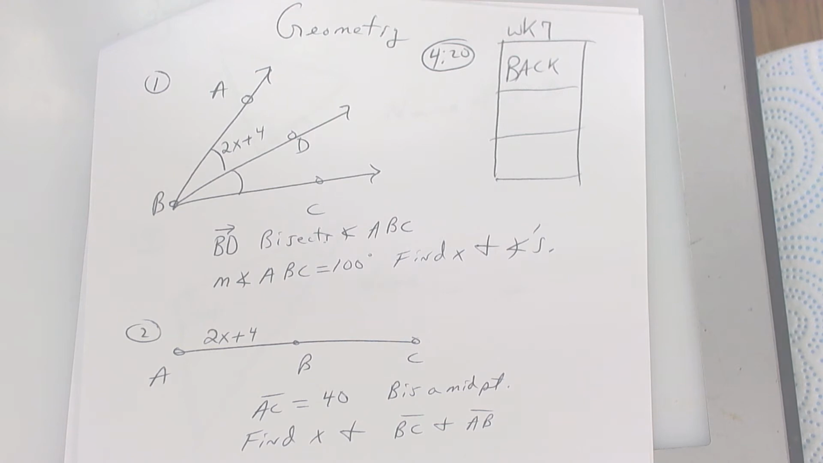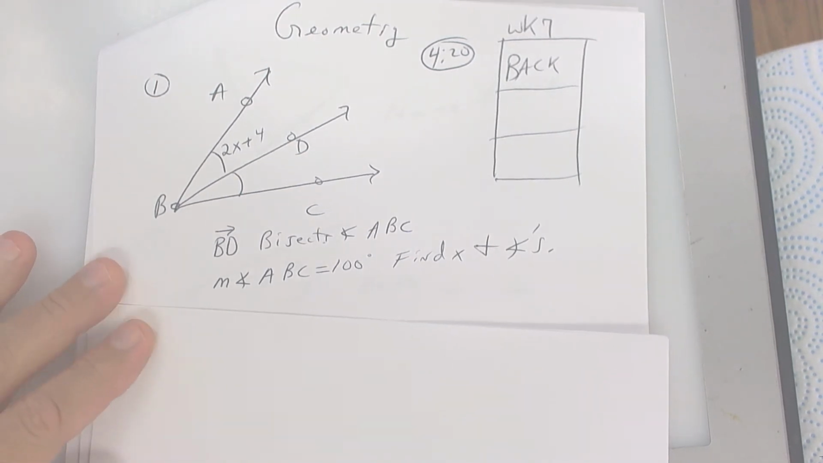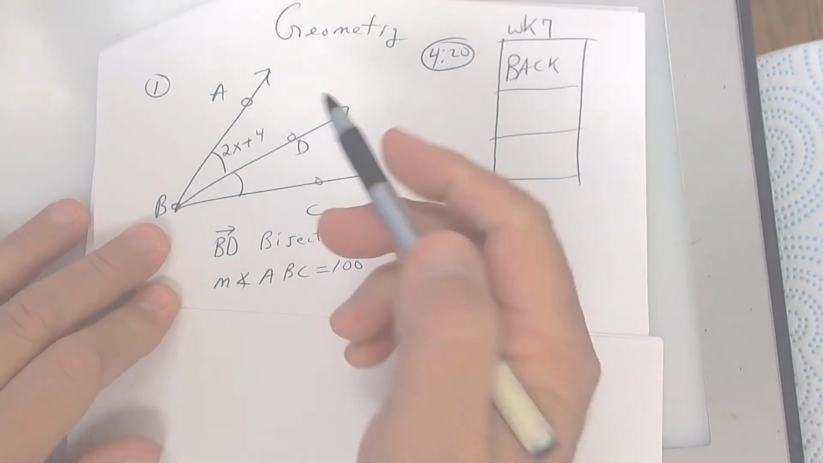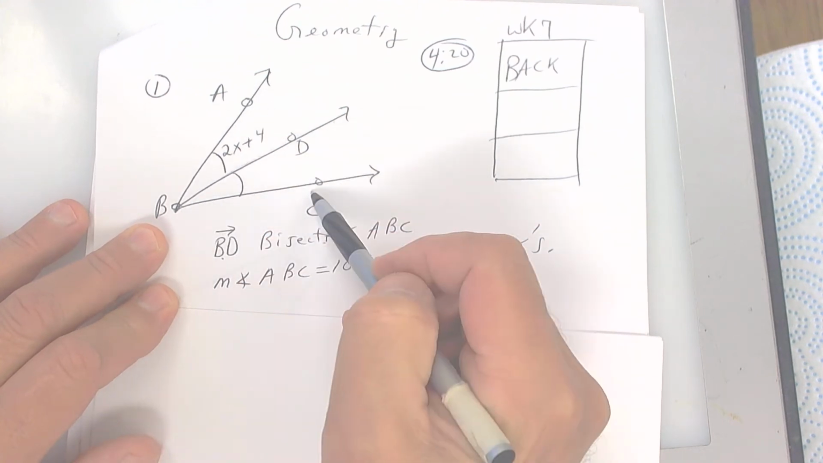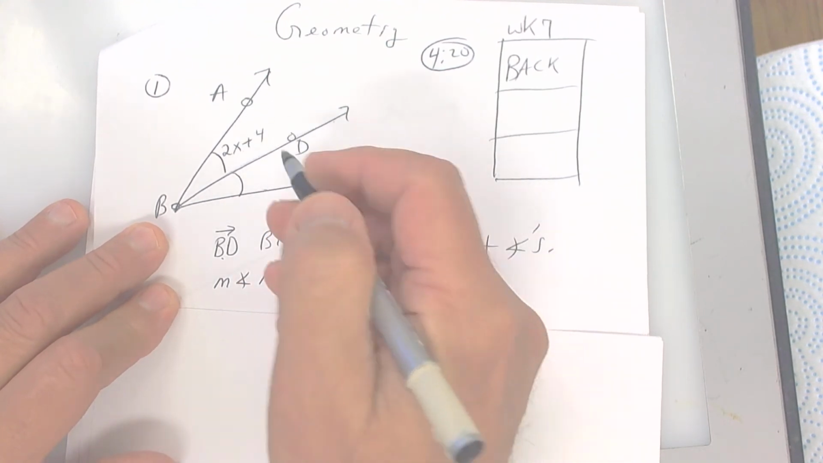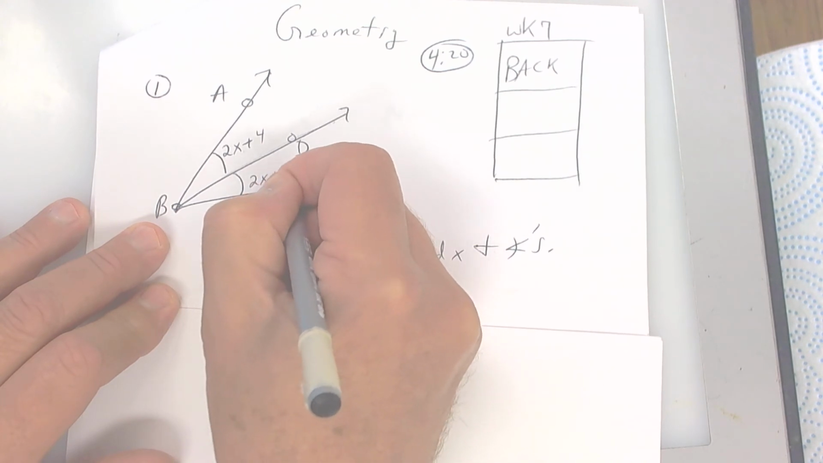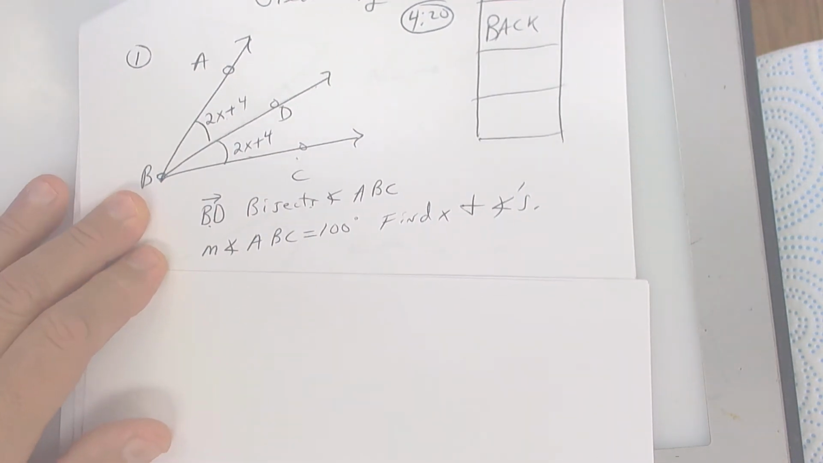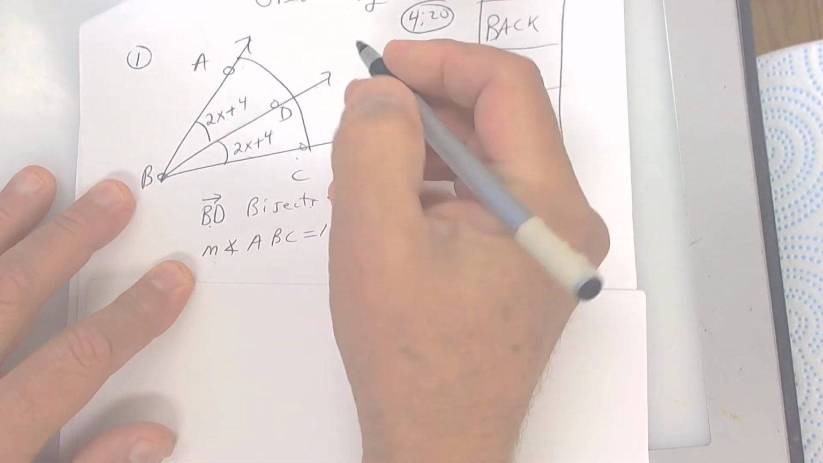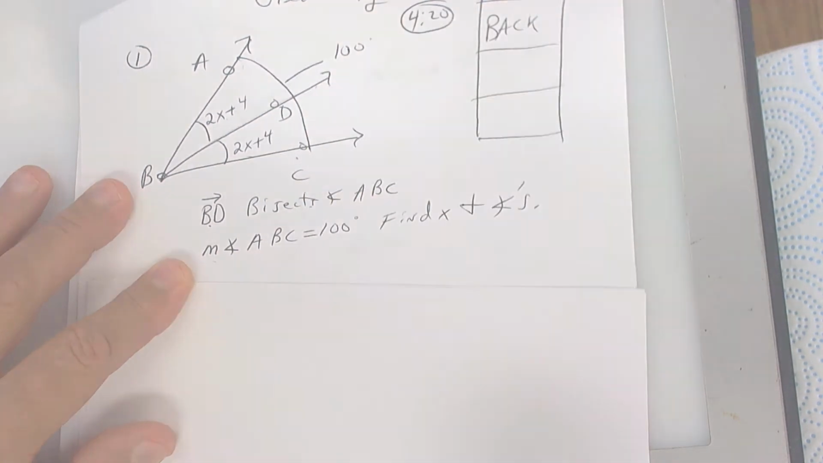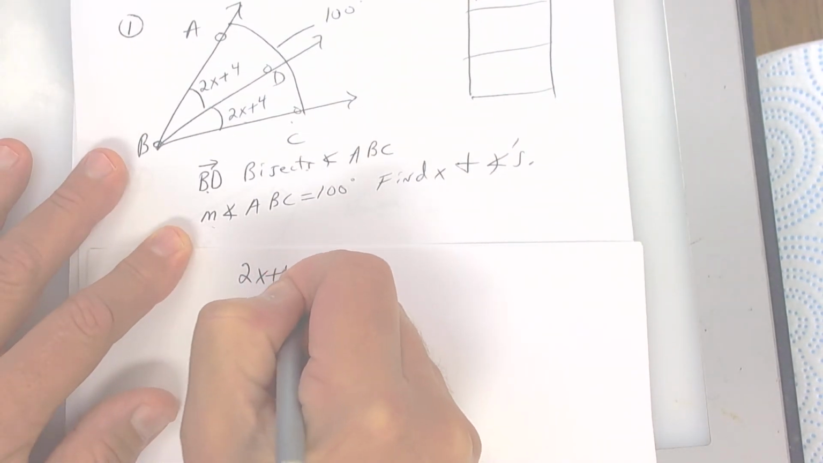All right, let's take a look at these right here. In order to work these problems, what you're going to do is read it. It says BD bisects angle ABC. This is BD, this is a ray. Bisects means it cuts it in half. And the whole thing, angle ABC, from here to here is 100 degrees. So you're going to add these up. So it's going to be 2x plus 4.